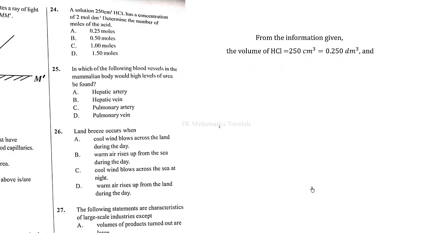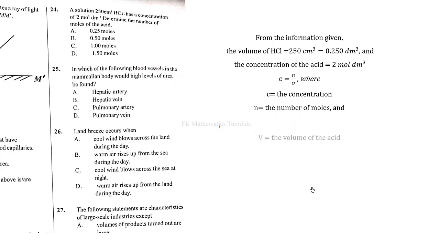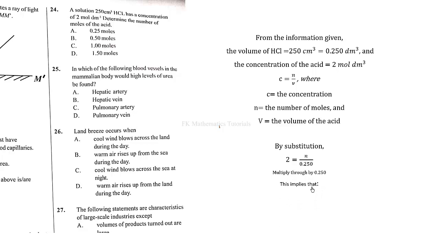Then we have the volume of hydrochloric acid being 250 cm³, and when we convert this, we get 0.25 dm³, and the concentration of acid is 2 mol/dm³. Then we use the formula C equals n over V. When we substitute, we solve for n, we get 0.5 moles. So the correct answer is B, as we saw.